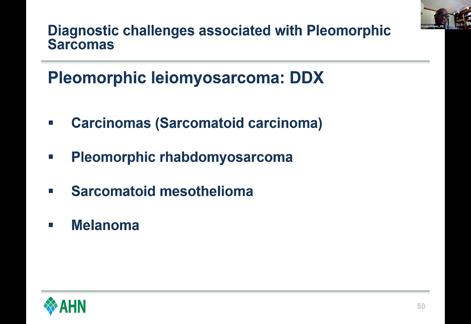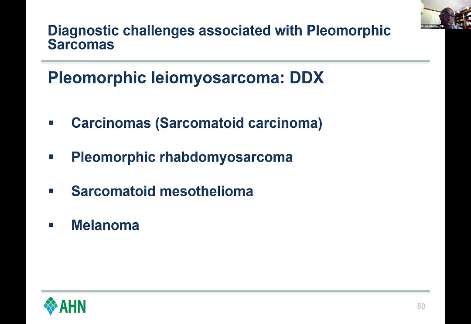Coupled with that, they can focally express keratin. So it's very imperative that we throw in not just one keratin marker, but a couple of keratin markers to make sure we rule out carcinoma before we make a diagnosis of leiomyosarcoma. Next, I'll talk about pleomorphic rhabdomyosarcoma, so I'm not going to touch upon this.